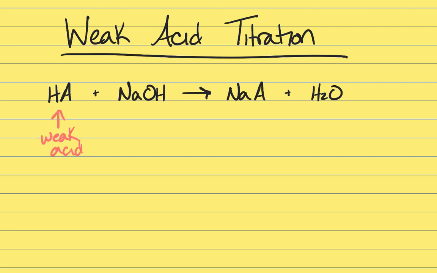And we'll use HA to represent that acid because each group is going to have a different weak acid that they're using. So we'll just use the general HA. You'll be titrating that with NaOH, sodium hydroxide, and it's going to produce the ionic salt out of that, so the sodium cation, and then our conjugate base, this A-, which again will depend on what weak acid you're using. And it'll also make water, the hydrogen and the hydroxide.